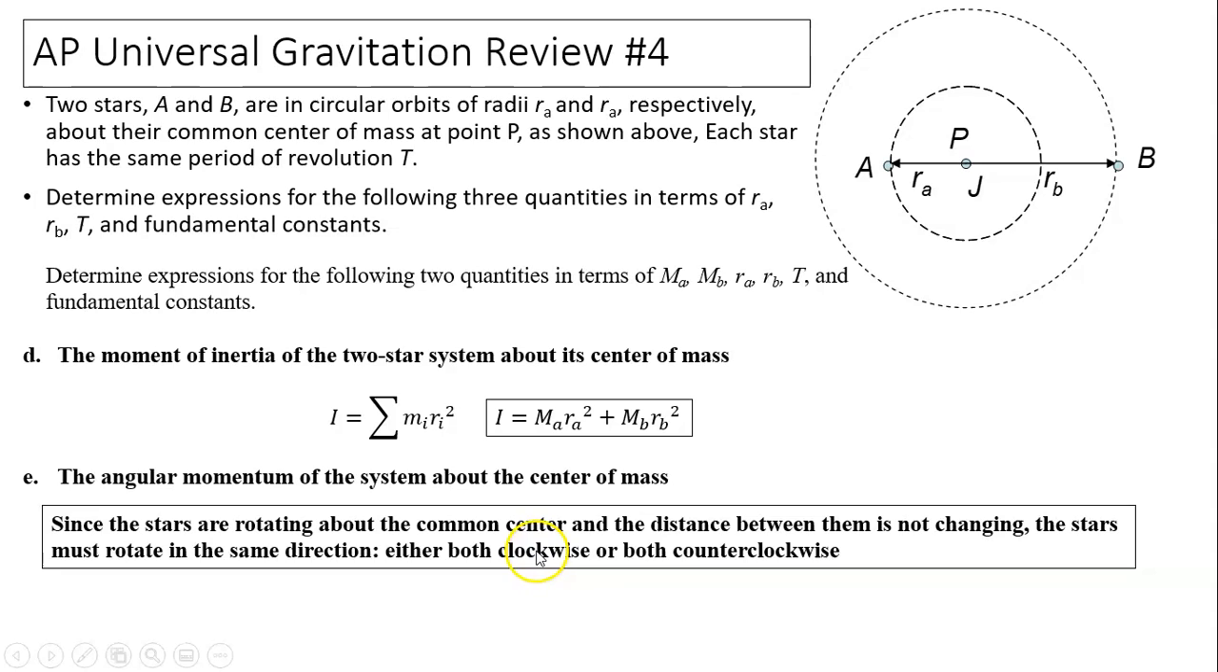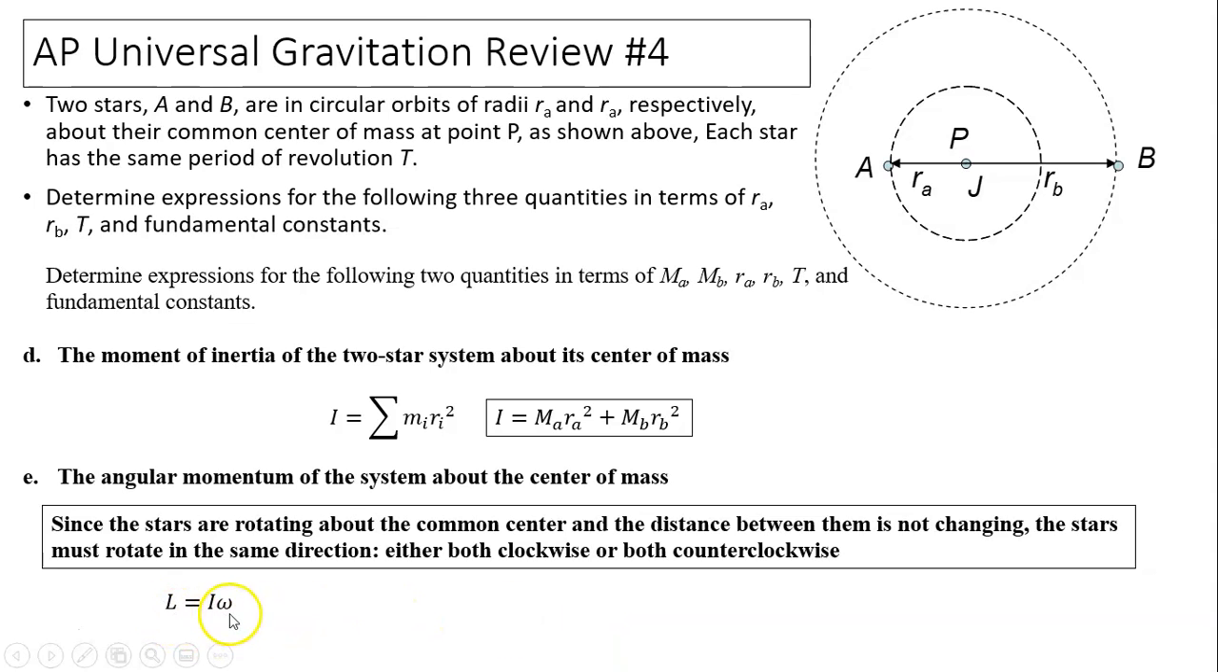How do we know that? Because they have the same period. That means each goes one round in the same time, so their angular velocity has to be the same.